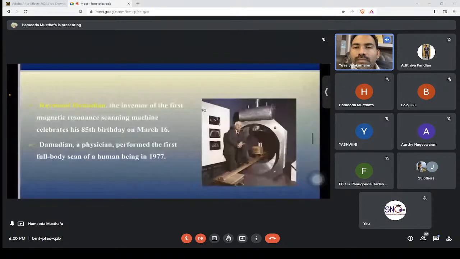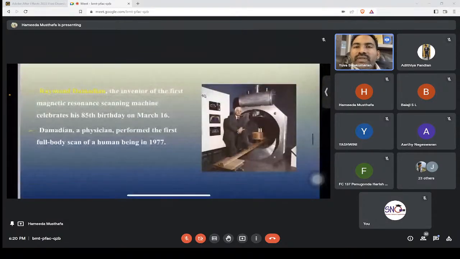Then we will move on to MRI. Raymond Damadian, the inventor of the first magnetic resonance scanning machine, celebrates his 85th birthday on March 16th. Damadian is a physician who performed the first full body scan of a human being in 1977. So, what are the uses of MRI?